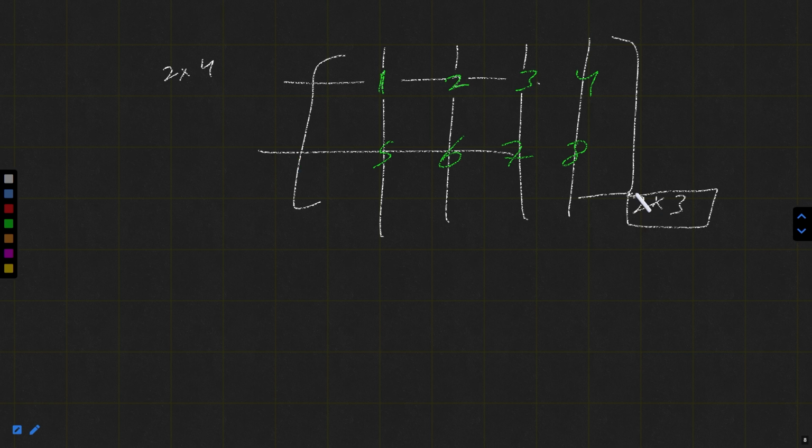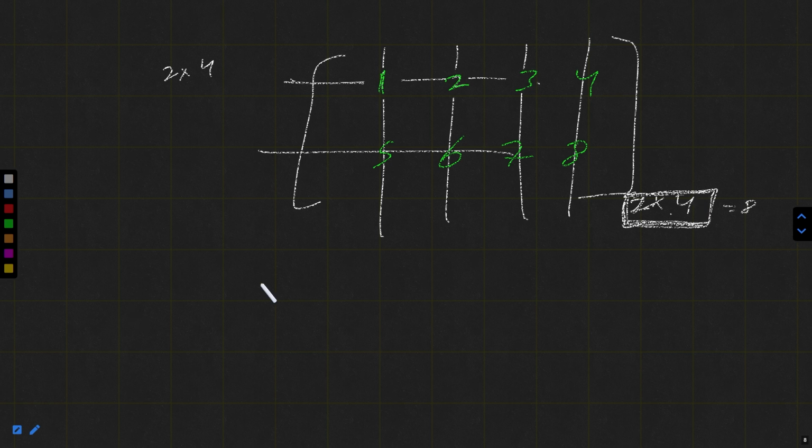Order will always be mentioned in the right bottom position of a matrix. Okay, now as you can see, we have 2 rows and 4 columns, in total 8 entries. I hope that it is clear.